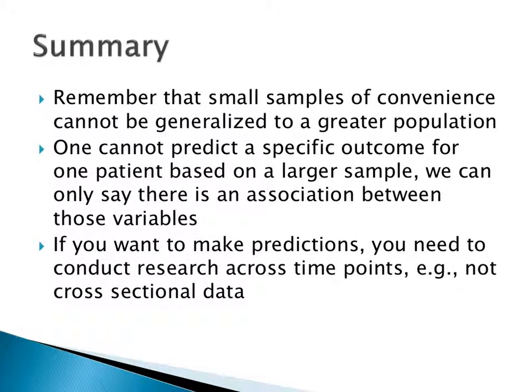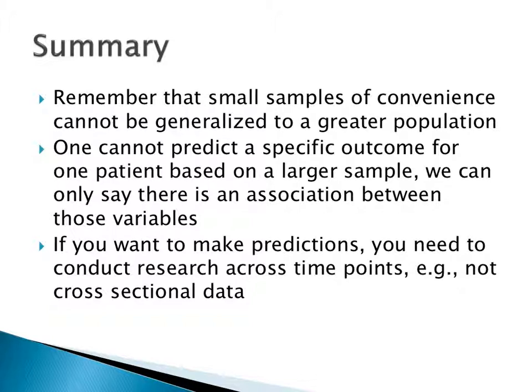So in summary, remember that small samples of convenience can't be generalized to a greater population, but certainly you might be able to generalize that to your own system that you're testing. And the whole point of quality improvement sometimes is to just gauge, where are we now? We've made these changes. What's happened to our system? Are we making improvements, and are they significant? Because some of these improvements are costly, so it's nice to be able to do some quick testing and see if you're really making a difference.